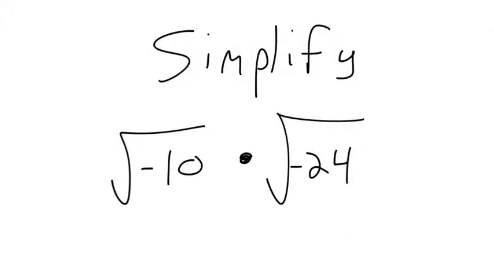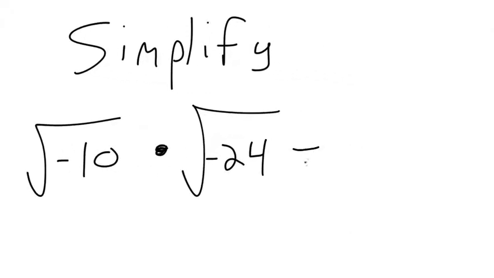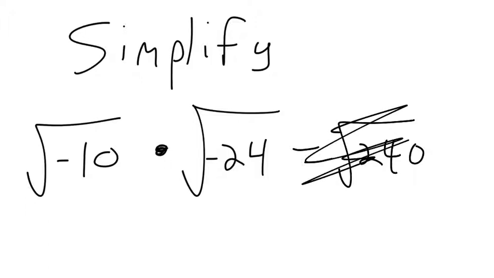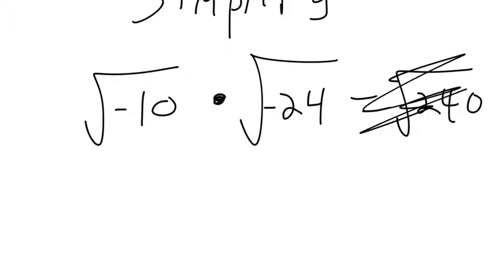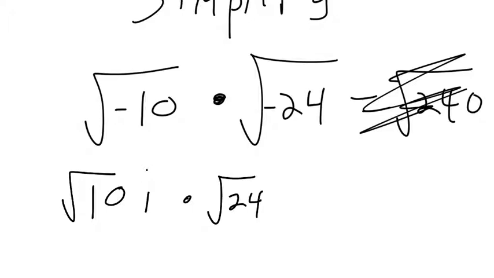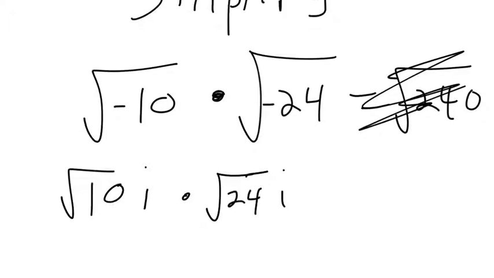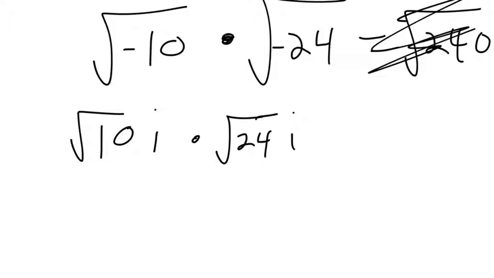This one can be tricky because a lot of people think that you can just multiply straight across inside and make that square root of 240, because negative 10 times negative 24 makes positive 240. But order of operations tells us that exponents need to come first, and the square root of a negative makes an imaginary number. So you've got to factor out the imaginary constant first, because exponents come first in the order of operations. And then you can multiply to get square root of 240 again.